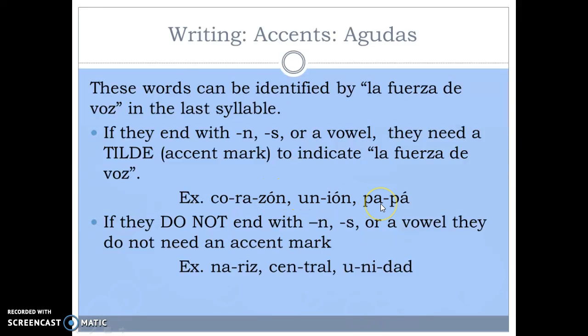Let's get down to papá. Here, la fuerza de voz is in la última sílaba, excuse me, and it ends in a vowel, therefore it needs an accent mark.